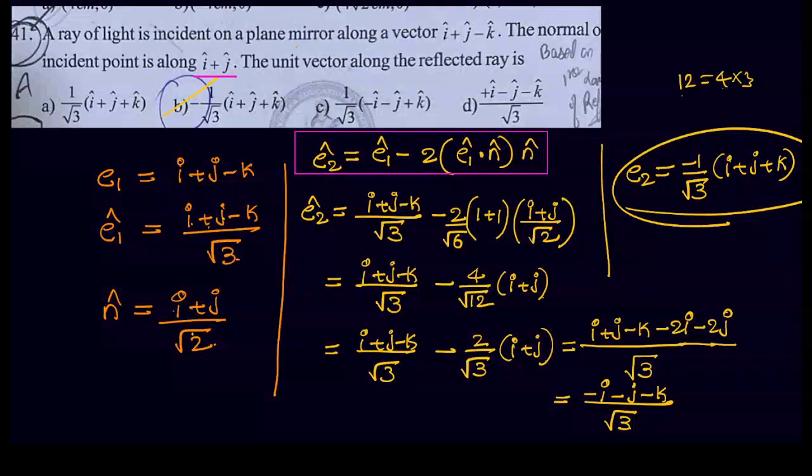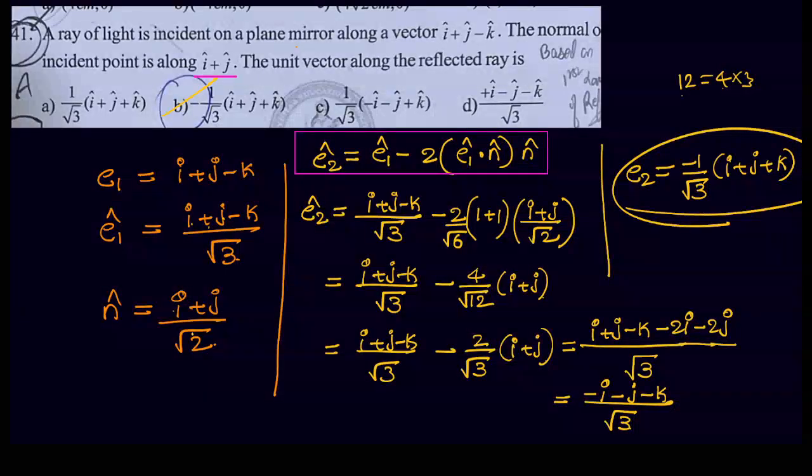So the way they explain here, here the incident vector is i cap plus j cap minus k cap. The unit vector means divide by root 3, which is root 3.